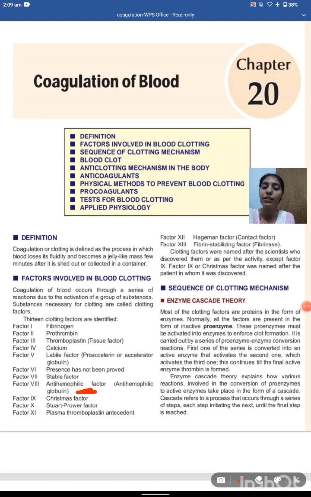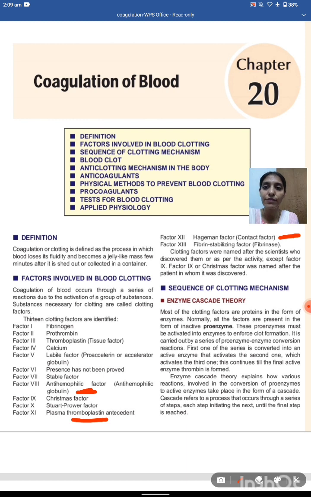After that, we have factor number 7, which is stable factor, factor number 8, anti-hemophilic factor, also anti-hemophilic globulin, and factor number 9, Christmas factor, factor number 10, Stuart-Prower factor. Then factor number 11, which is plasma thromboplastin antecedent. Factor number 12 is Hageman factor, also known as contact factor. And lastly, factor number 13, which is known as fibrin stabilizing factor or fibrinase.